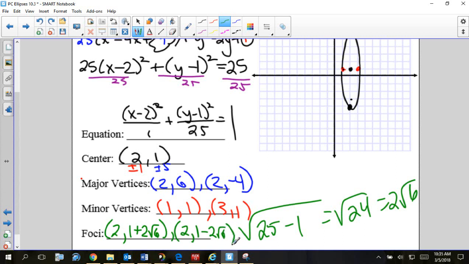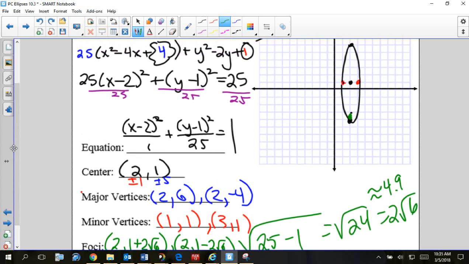And to graph it, I got to find what 2 radical 6 is. I feel like somebody was yelling out the answer, but not loud enough for me to hear. 4.9. So you'll have it here, and then there.